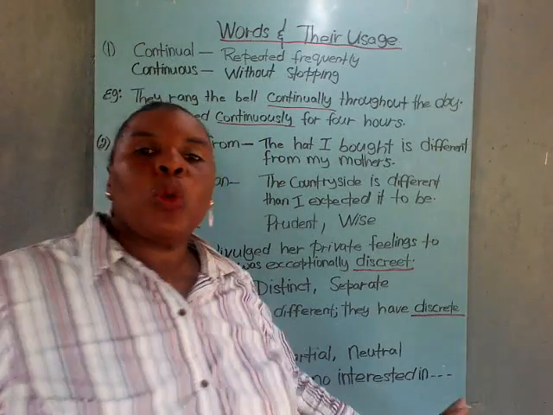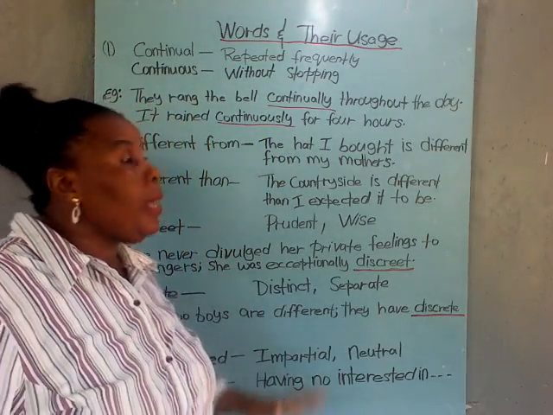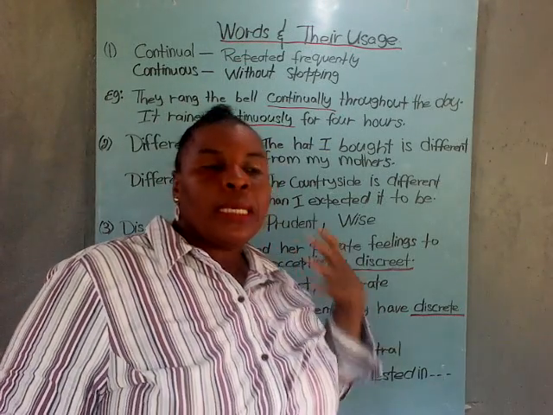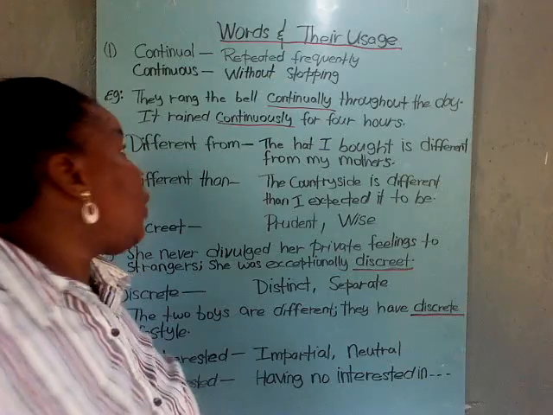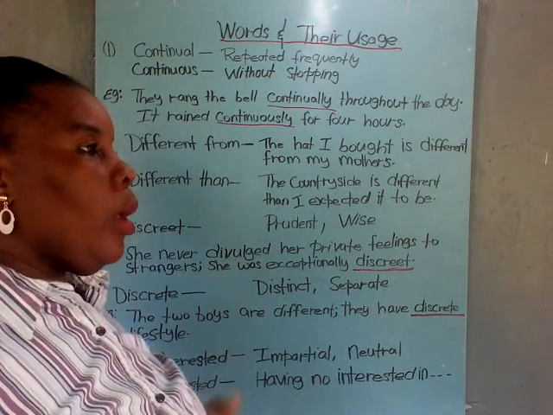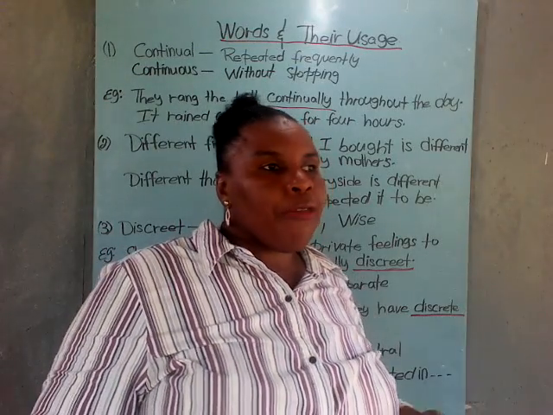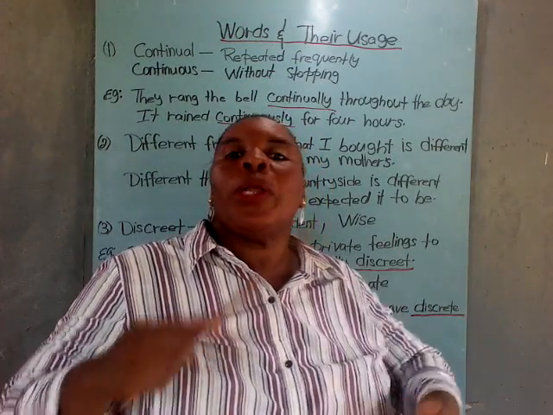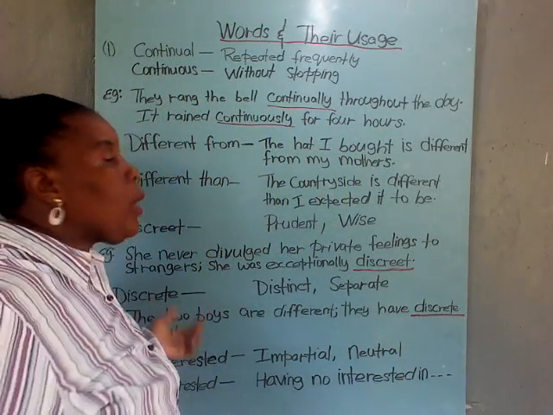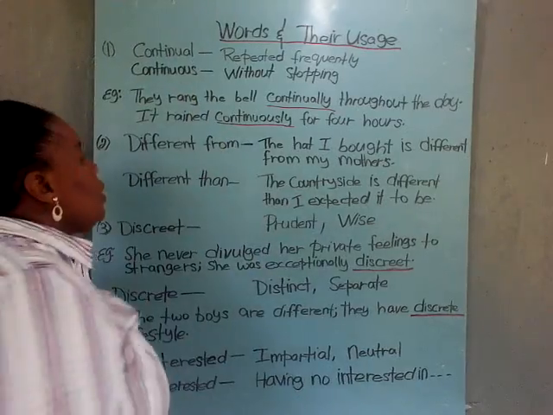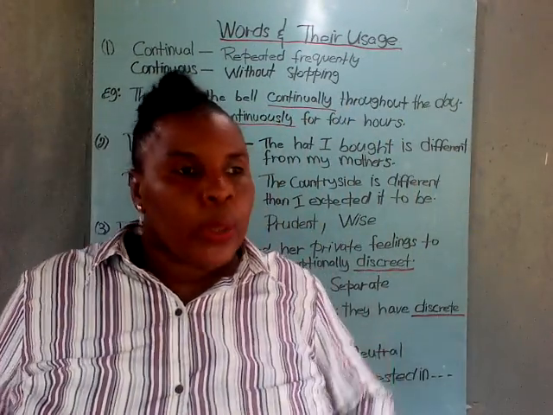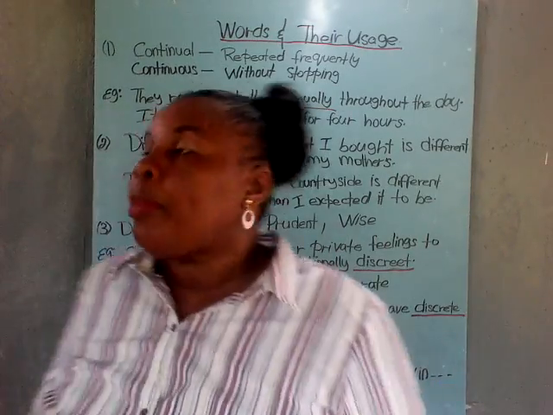Today we're going to be talking about words and their usage, all right? So the first set of words we're going to talk about is continuous and continual. Continual means repeated frequently. So something keeps on going on and on and on at a frequent pace or a frequent time. Continuous means without stopping.